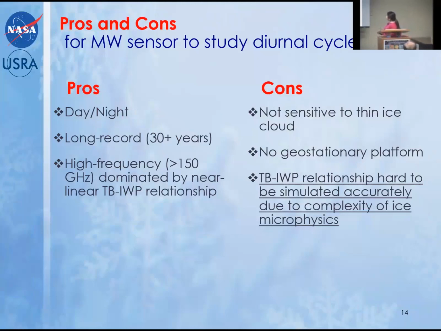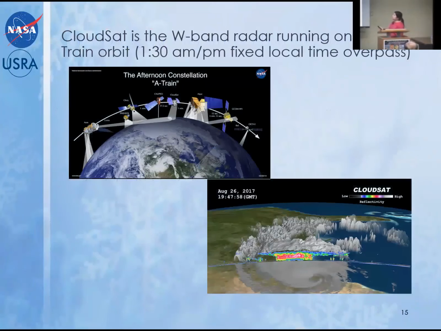sensor. And the brightness temperature ice water path relationship is subject to very complex ice microphysics properties, and that's why we don't want to use a radiative transfer model to actually simulate this, because we already found that it has a great variability depending on the ice microphysical assumptions you use. So we want to use the empirical model instead. So this is the way we use.